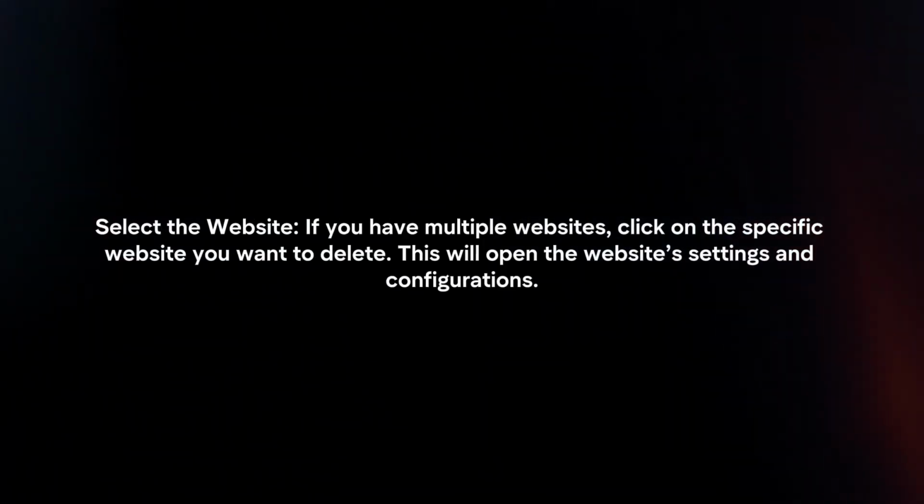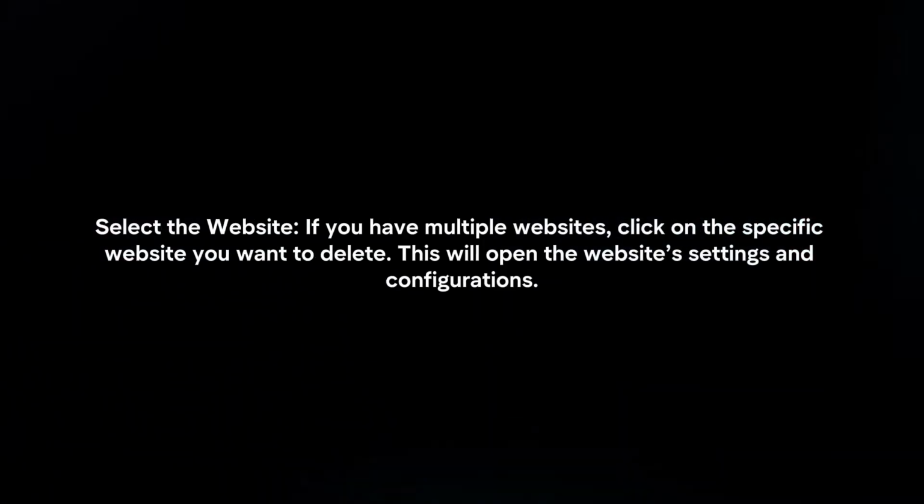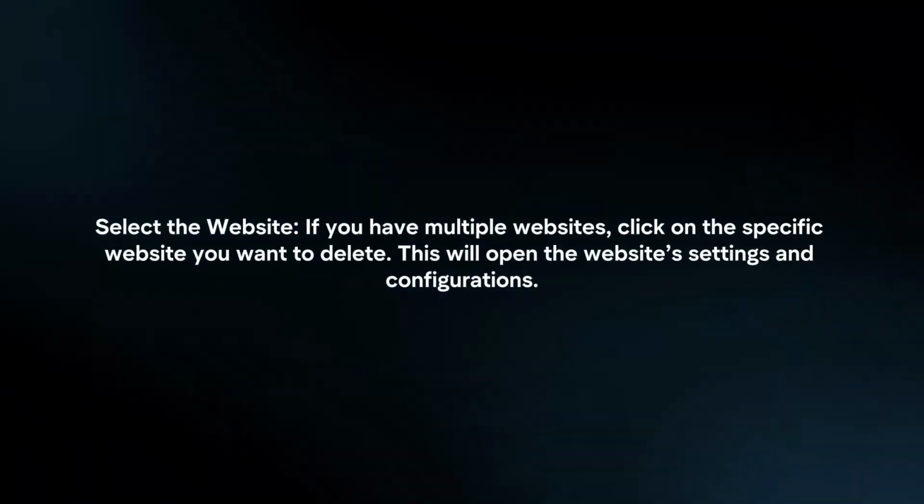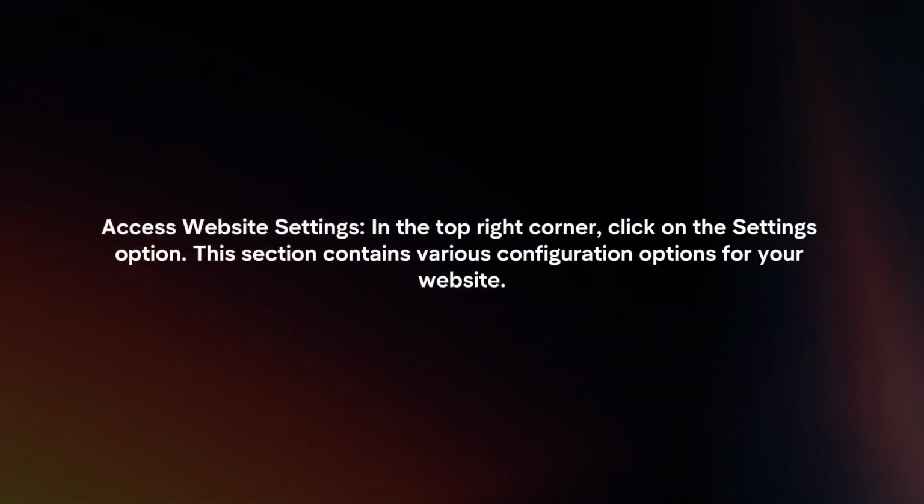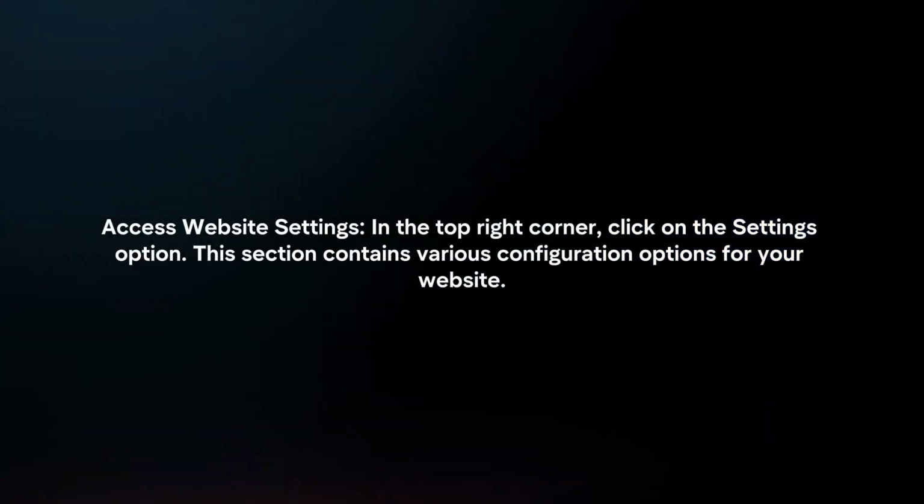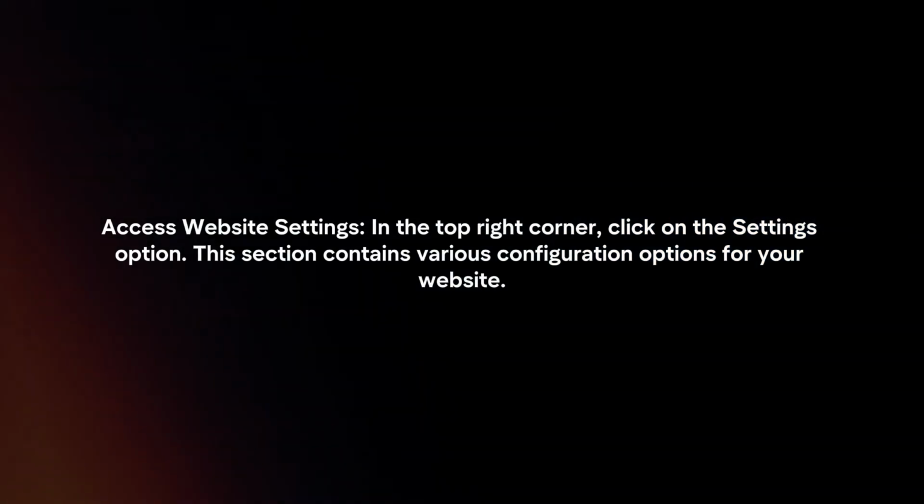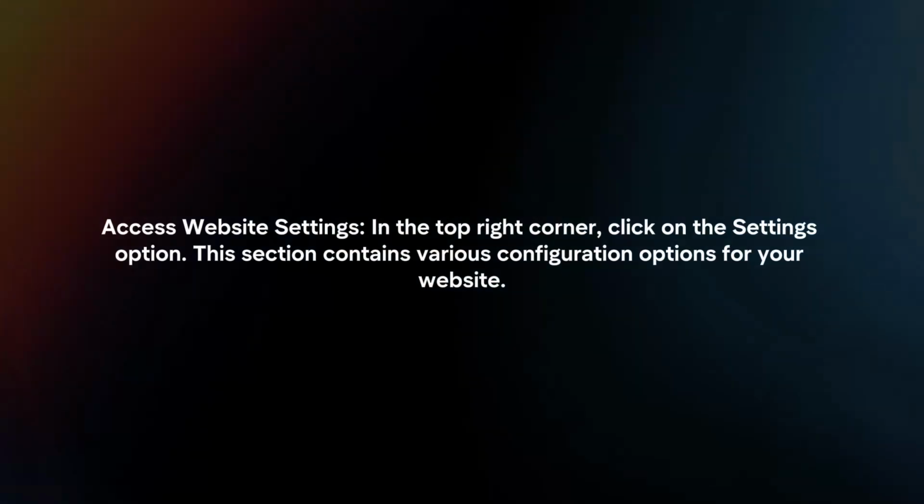Select the website. If you have multiple websites, click on the specific website you want to delete. This will open the website settings and configurations. Access website settings. In the top right corner, click on the settings option. This section contains various configuration options for your website.